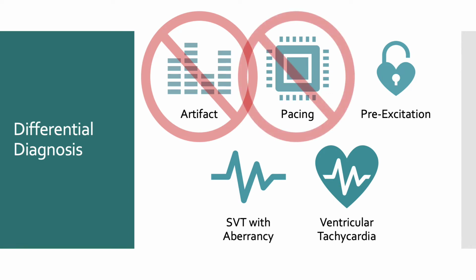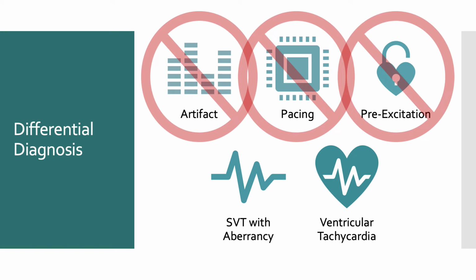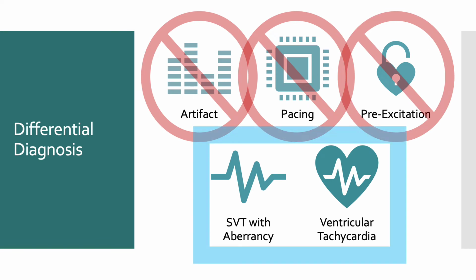To summarize, on our differential diagnosis list, we can usually exclude artifact by looking at numerous leads. We can exclude pacing by the absence of pacing artifact, and pre-excitation is highly unlikely and made even less likely if there's no baseline pre-excitation. So we are left with two main differentials, SVT with aberrancy and VT. Let's take a look at these in more detail.